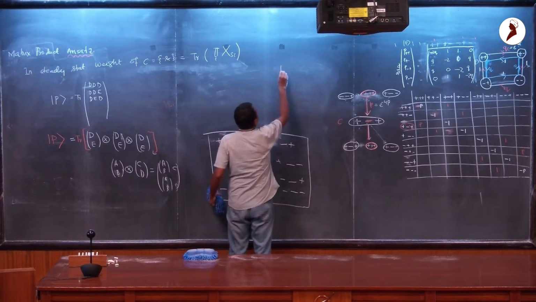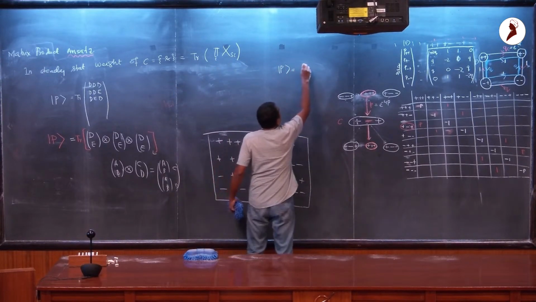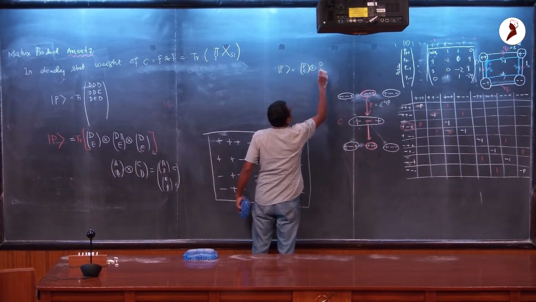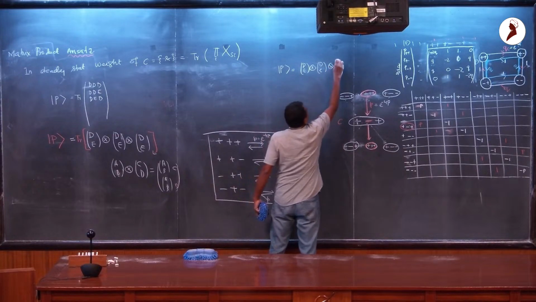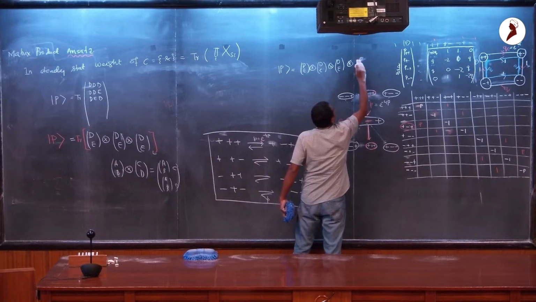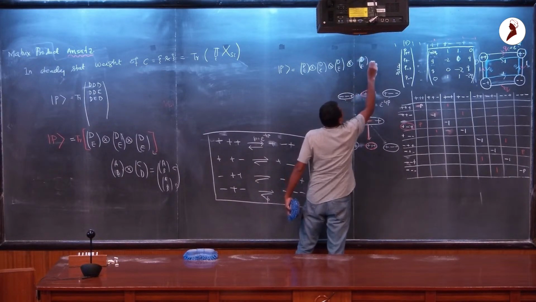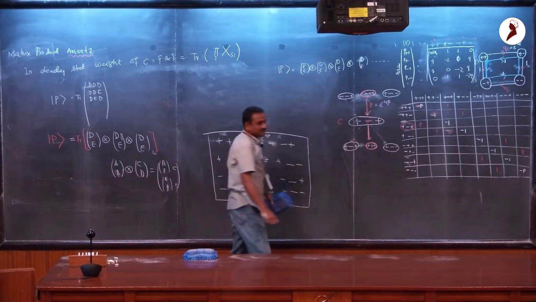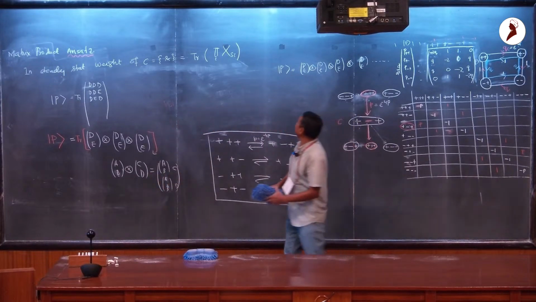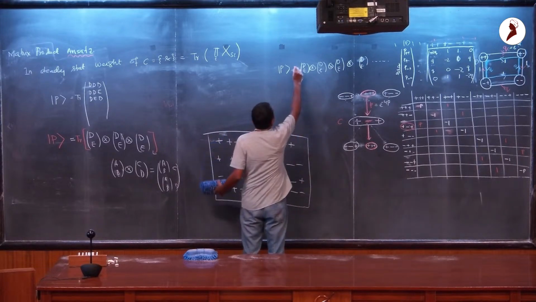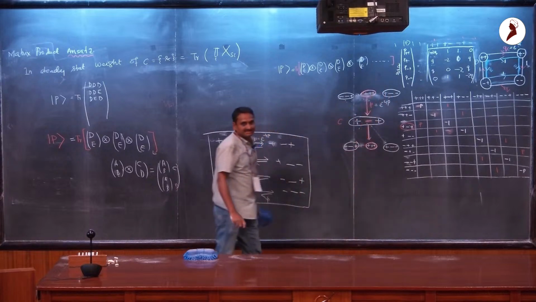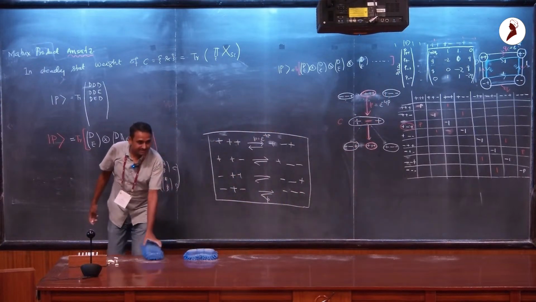So your P vector equal to DE cross DE cross DE and more cross DE, like that. Trace is there. Of course trace is there, otherwise it cannot be a matrix. Okay. So this is my probability vector.